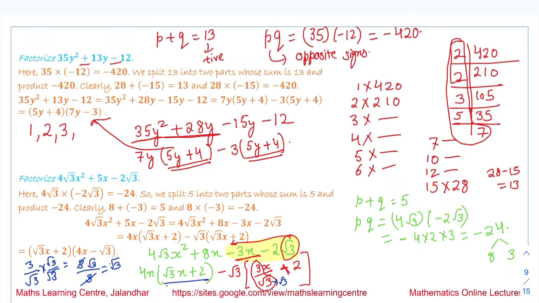So both these terms are square root 3x plus 2. You take square root 3x plus 2 common, and what we are left with is 4x minus root 3. This is the term we are left with.